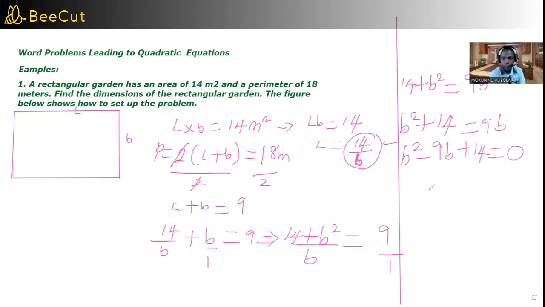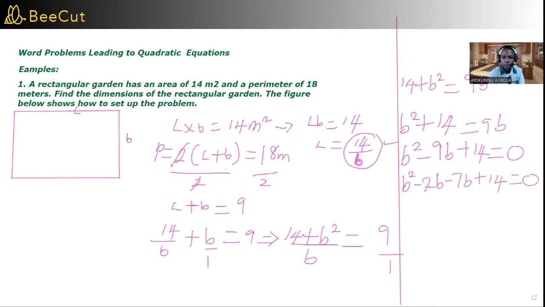With what I have here, I'm going to use -2 and -7 to replace -9b. So this is going to be b squared minus 2b minus 7b, replacing the 9b, plus 14 equal to 0.